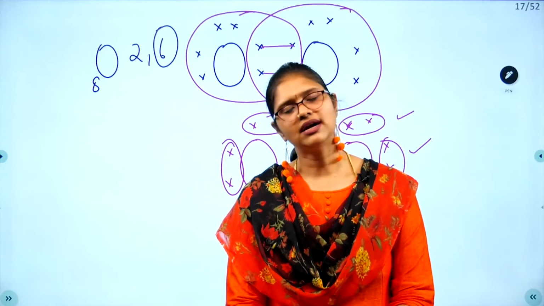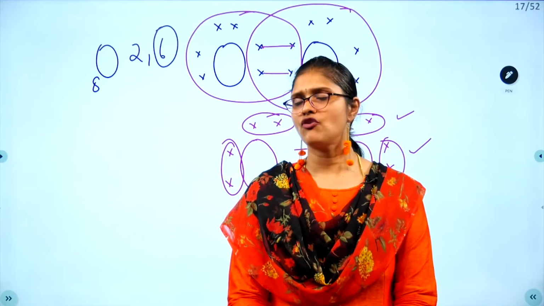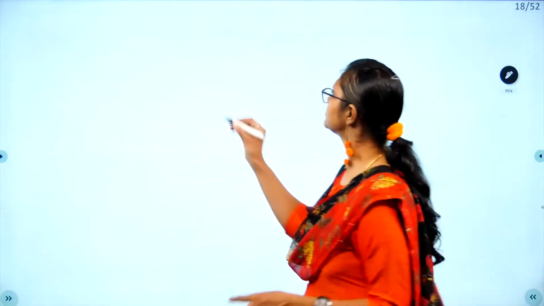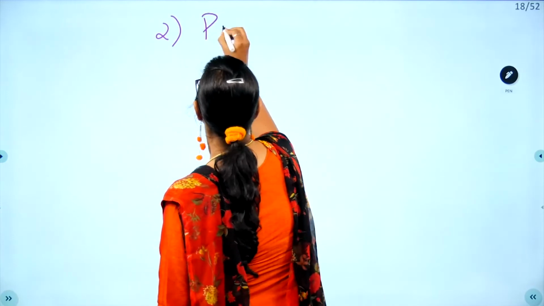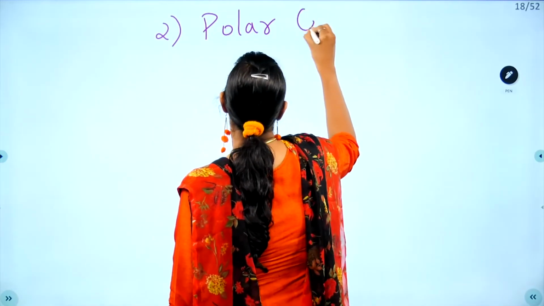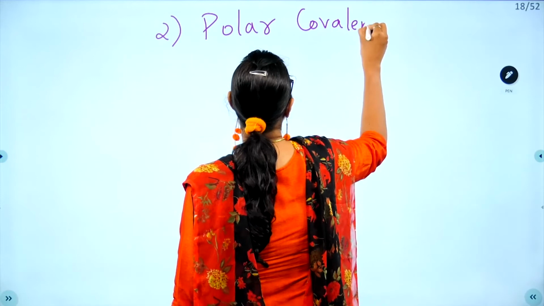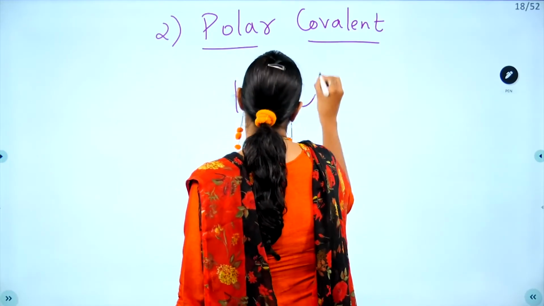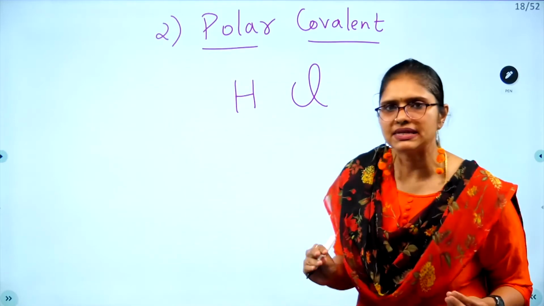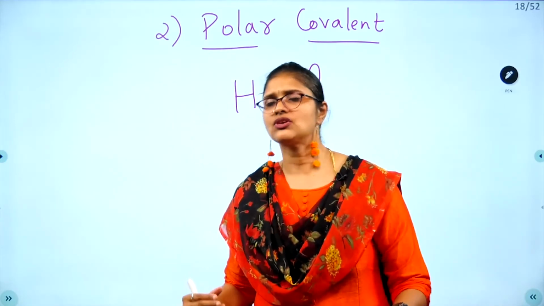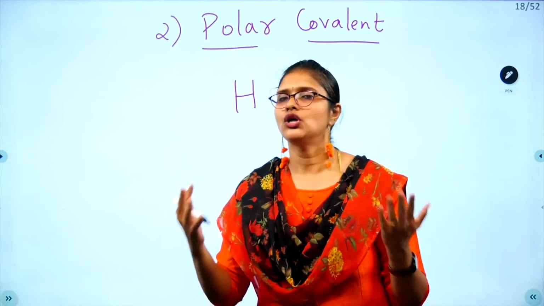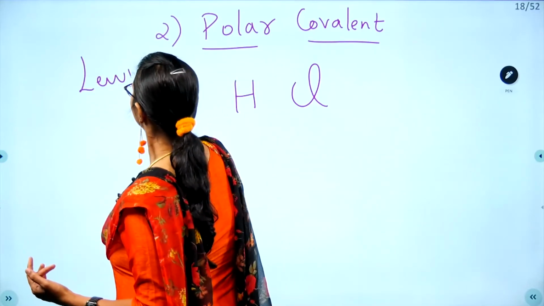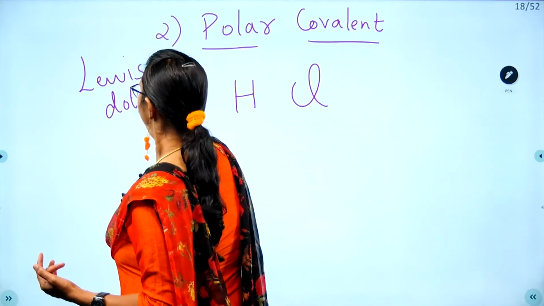Alright. Now I am going to take examples for polar covalent. Okay. Now let us see. Second category, polar covalent. For example, HCl. Now representing the valence electrons of each atom is called Lewis dot structure. What is it? Lewis dot structure.